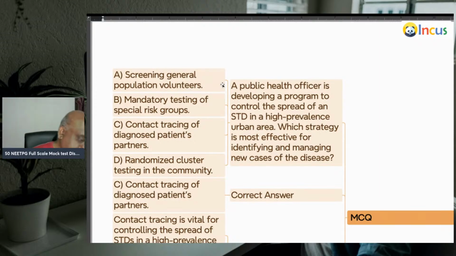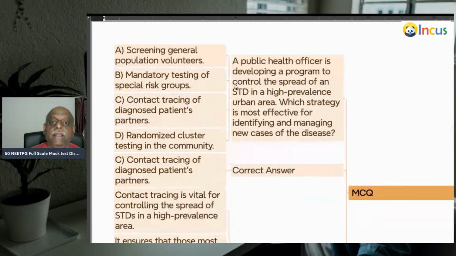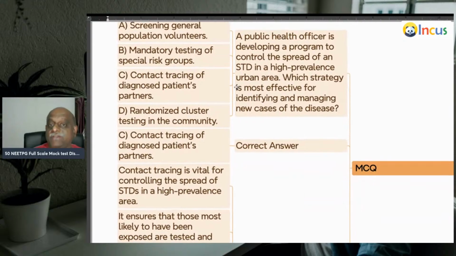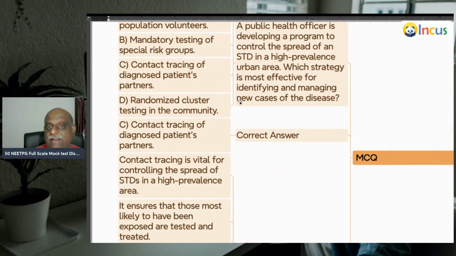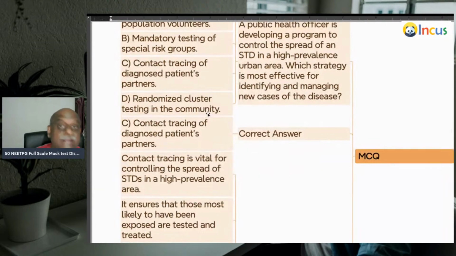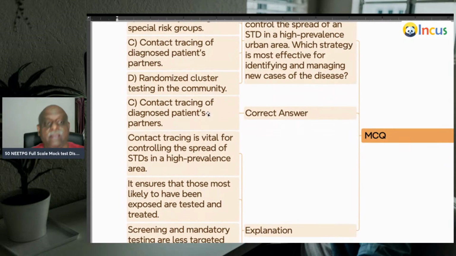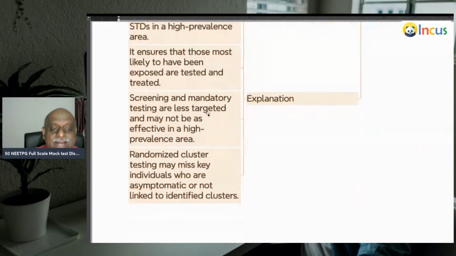So, doctor, a public health officer, what is the most effective strategy to identify and manage new cases in STDs? Contact tracing of the diagnosed patient's partners. That is, a prostitute's client list should be taken in order to do the contact tracing.